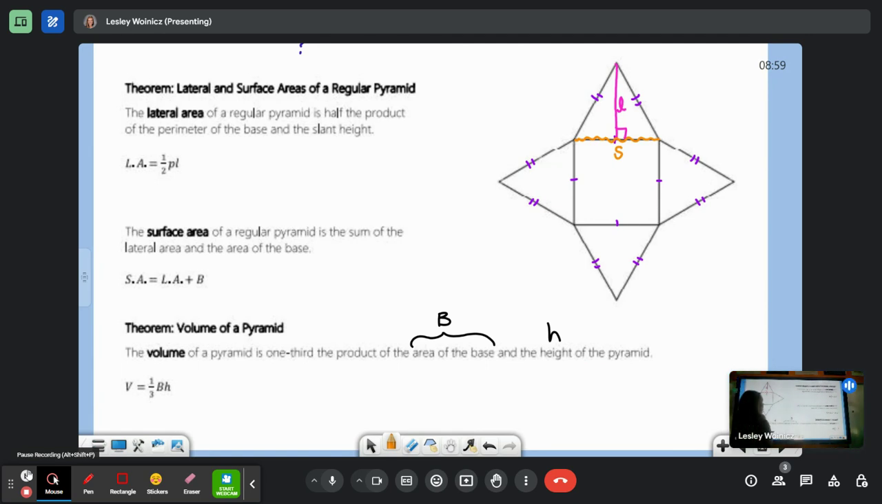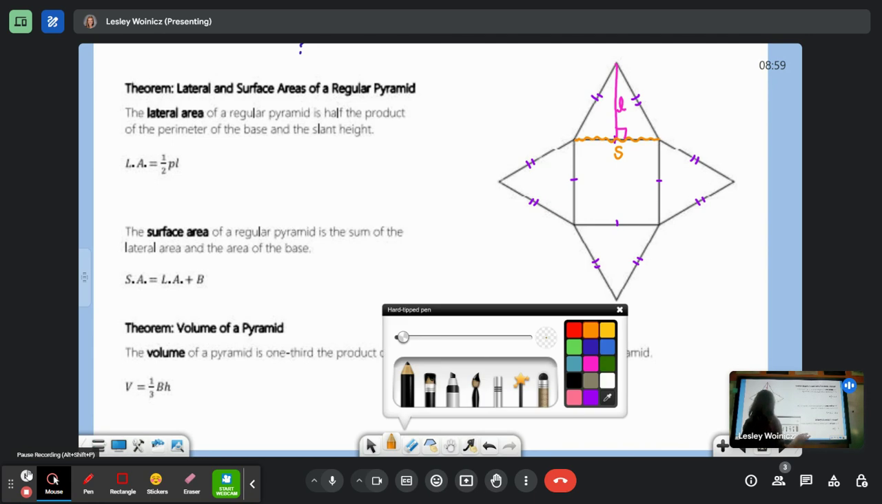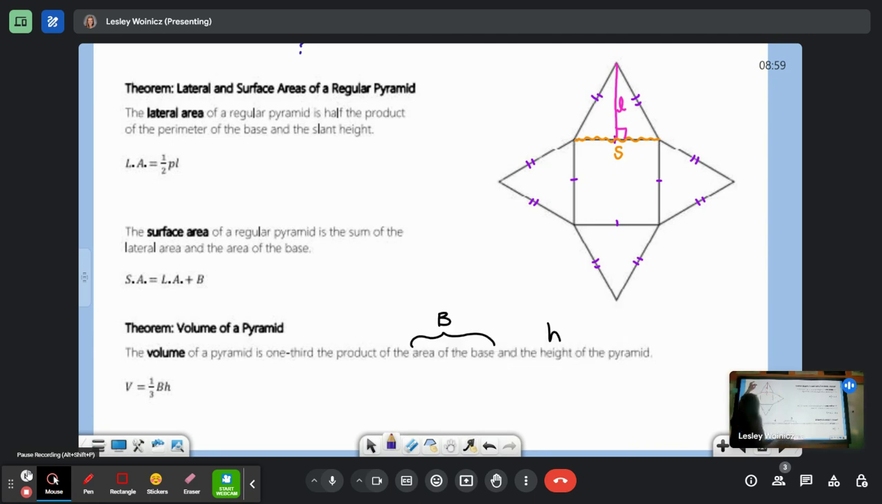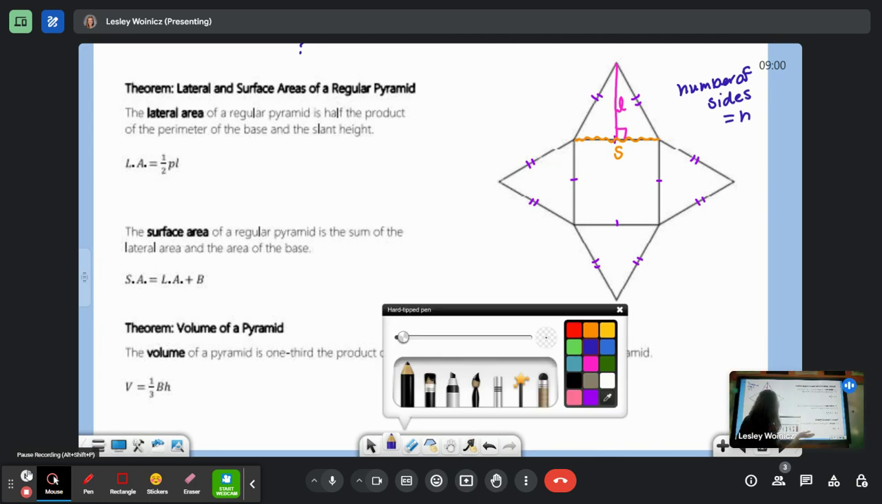Okay, what about how many sides would we have? Well, it's just n sides, right? N lateral faces, n sides to our base, right? So the number of sides is n. Okay, so what would the area of one of these triangles be for the lateral area?